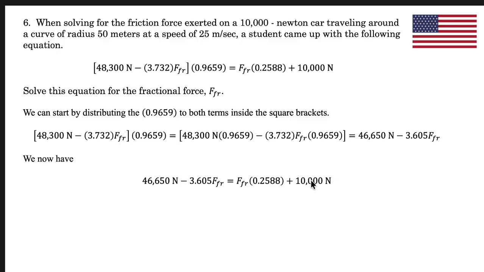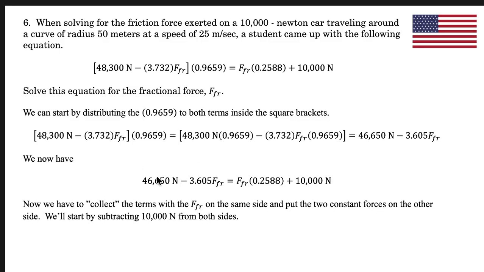Now what we want to do is put the two forces, these two constant forces, on one side of the equation and the two terms with frictional force on the other side of the equation. Collect the terms. So we can start by subtracting 10,000 newtons from both sides. That's one way to do it. That will get rid of the plus 10,000 newtons on this side. So we do that subtraction.